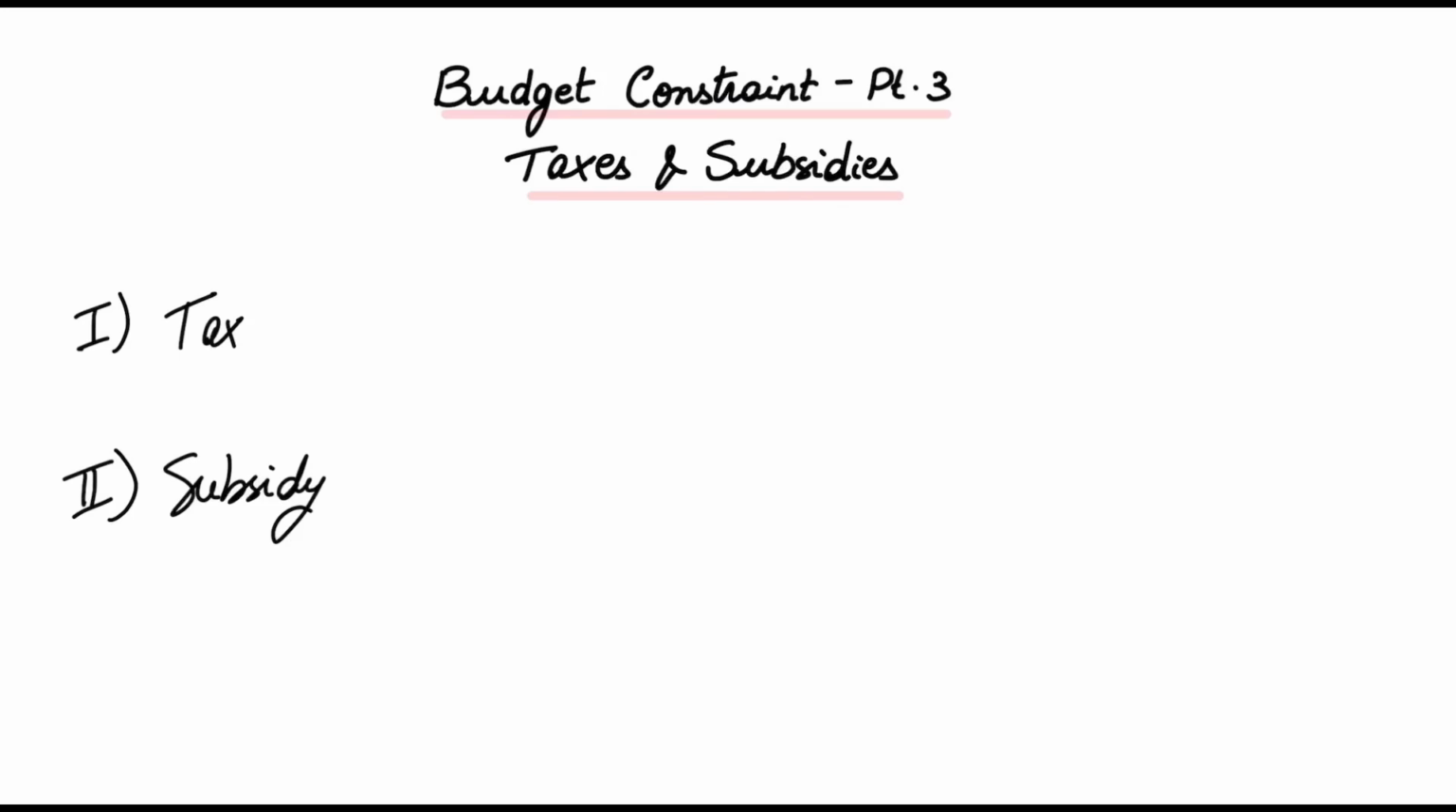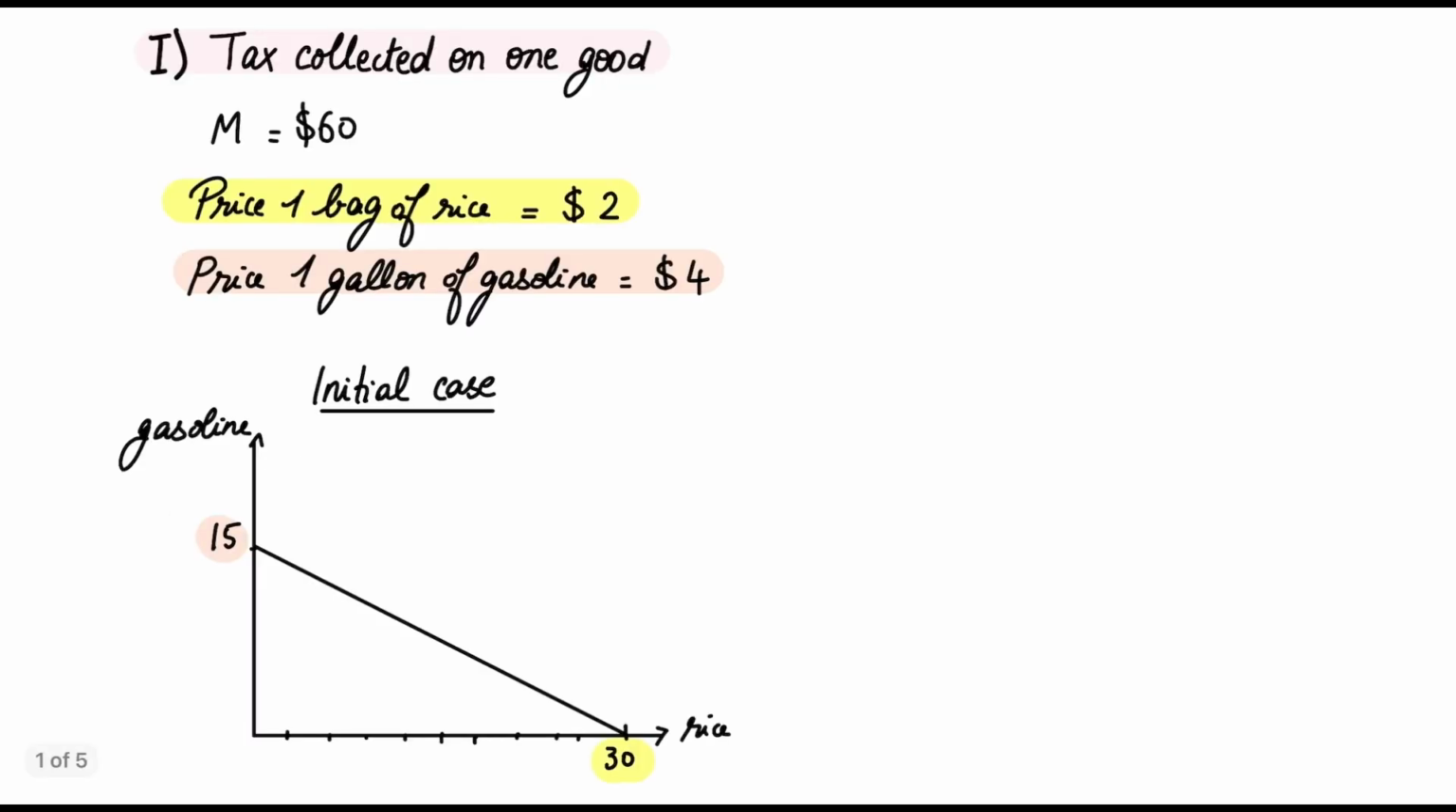Hello, everyone, and welcome back to this series on budget constraints. Today, we'll see how different types of policies can impact our budget constraint. So, we'll be discussing two specific policies, taxes and subsidies. So, let's start with the first policy, a specific tax that is collected on one good.